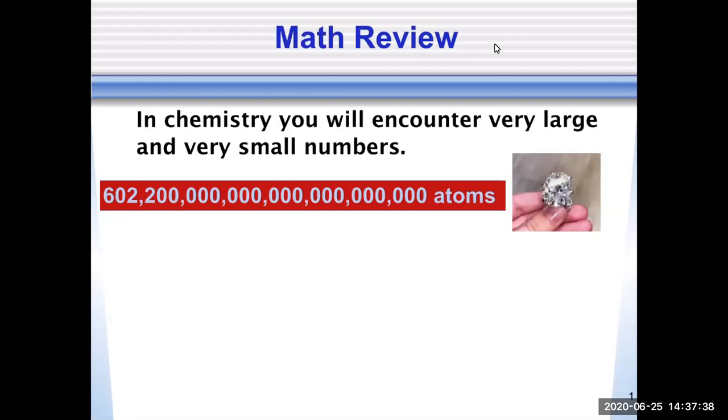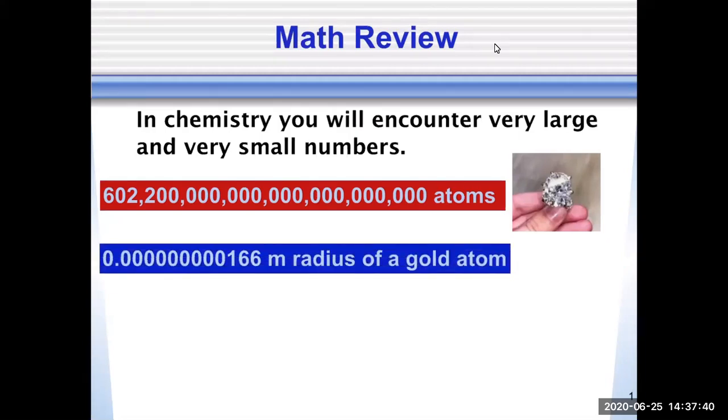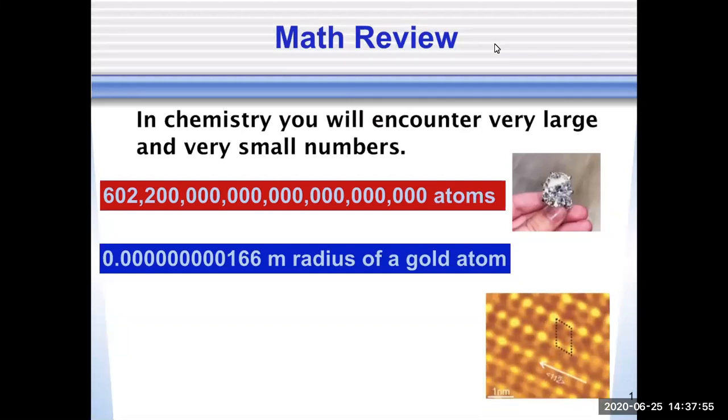On the other hand, if we wanted to look at the size of one atom, that would be a very small number, right? So here is the size of a gold atom in meters. It's a very small number. So the size of an atom is so small, we really cannot see the outside of an atom. Gold is a large element, but this is as close as we can get using an electron microscope.